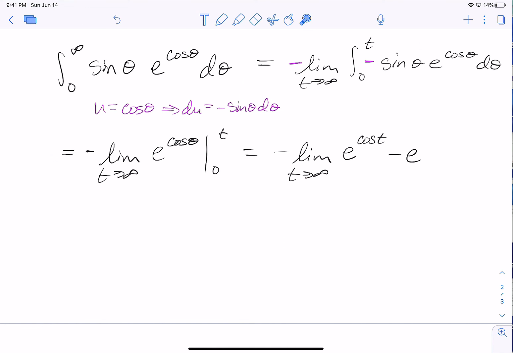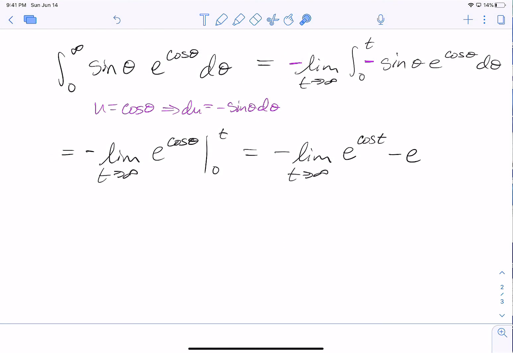Looking at the integrand, I see an e to the cosine of theta. I'm going to call that u, so du is negative sine of theta d theta. Multiplying and dividing by a negative 1 is going to give me a du, and because the upper limit was infinity, we need to take the limit as t approaches infinity of the integral from 0 to t of now negative sine of theta times the e to the cosine of theta d theta, and there's a minus sign out front. Integrating it is pretty straightforward.